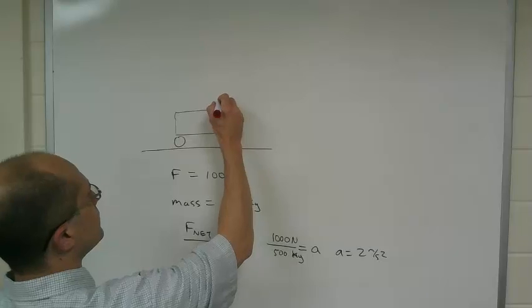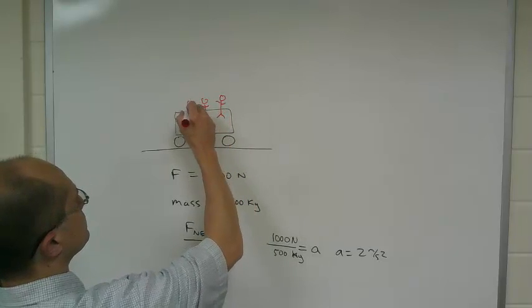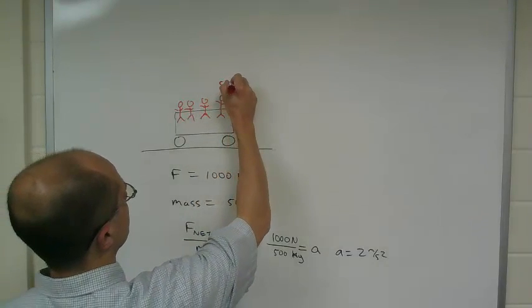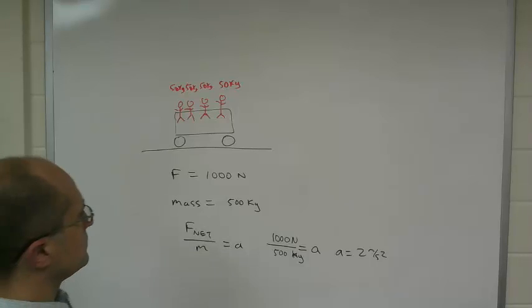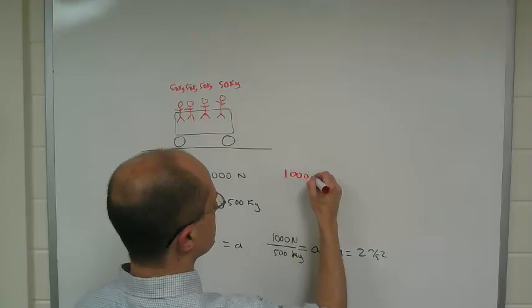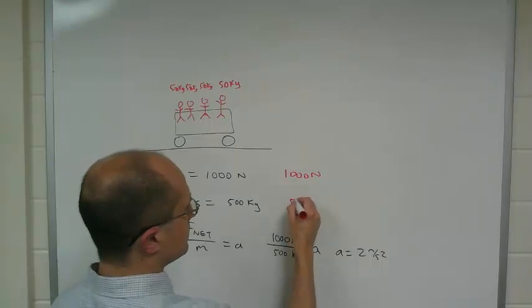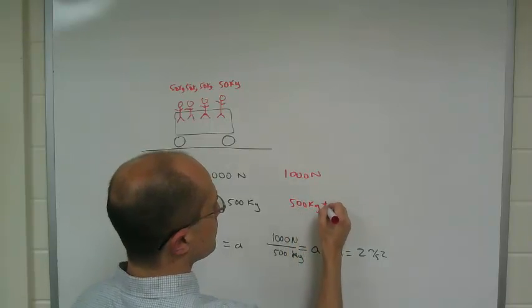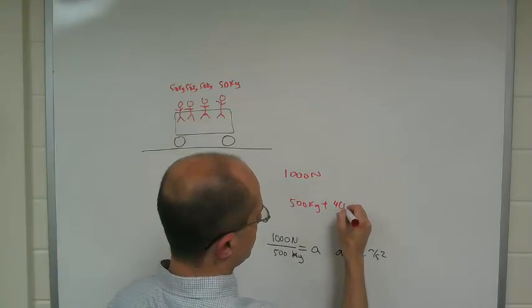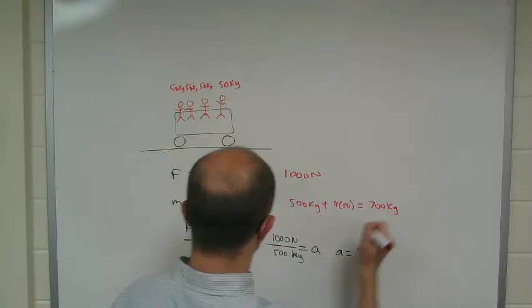Let's say now we put some people in our car, and let's just say we add 4 people. And let's say each person weighs 50 kilograms. Now what's the acceleration of our car? Well, our force is still the same. Our force is still 1,000 newtons. But our mass has now changed. It's the 500 kilograms plus the 200 for our passengers, because of 4 times 50. So we now have 700 kilograms of mass.